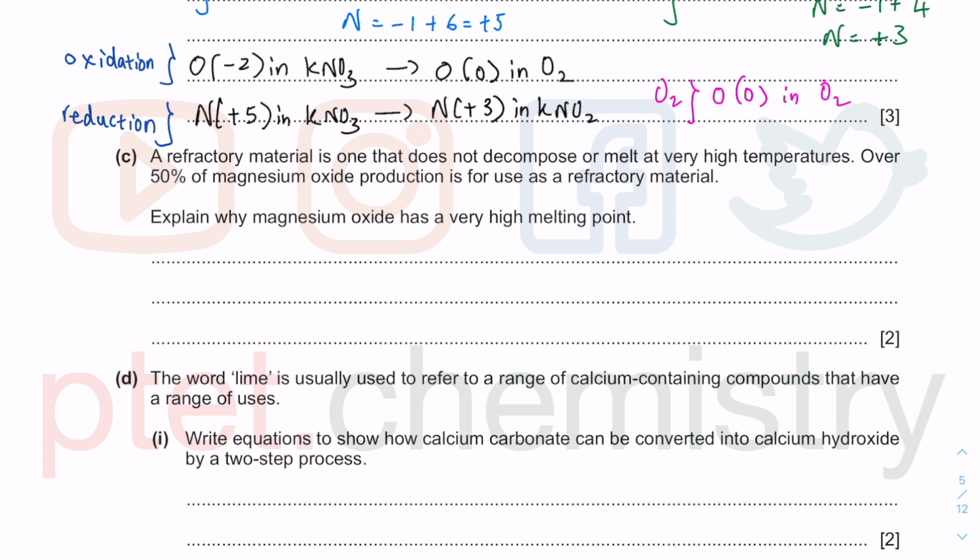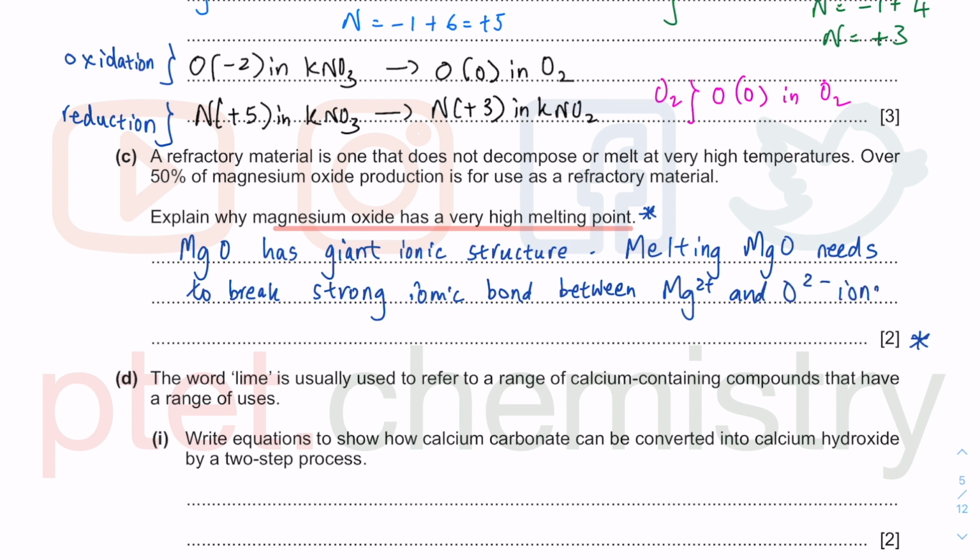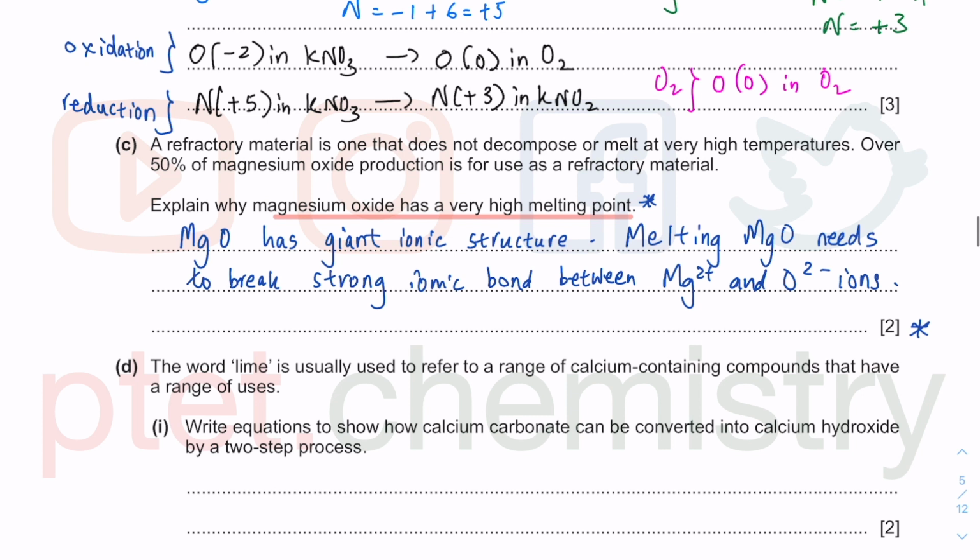This next question is basically asking us, in terms of structure and bonding, why does it have a very high melting point? For that 2 marks, we need to mention that MgO, Mg2+ O2-, has a giant ionic lattice structure, or giant ionic structure. And what do we need to break when we melt MgO? Because of the giant ionic structure, we need to break the strong ionic bonds. And these strong ionic bonds are between oppositely charged ions, which in this case is between the Mg2+ and the O2- ions, being very specific to the question that they are asking there.